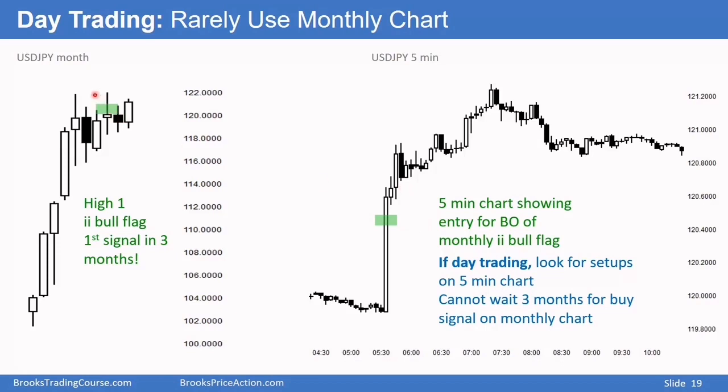On the other hand, if you're trading the monthly chart, ignore the 5-minute chart and just place your trades based upon what's going on with the monthly chart.